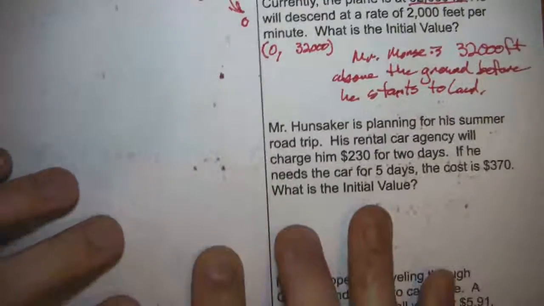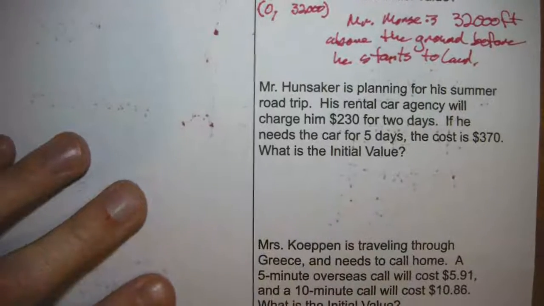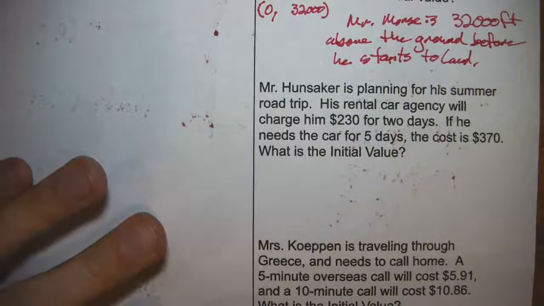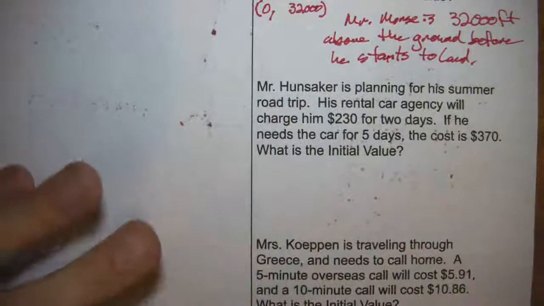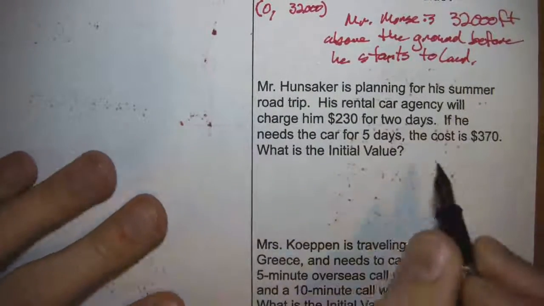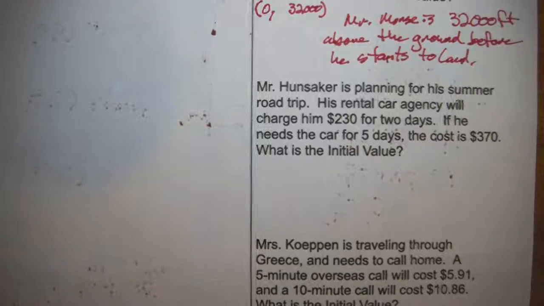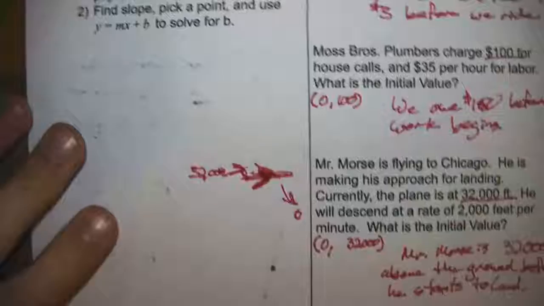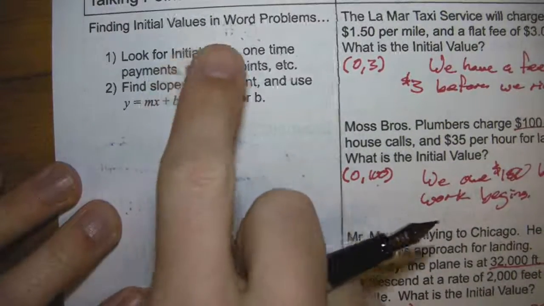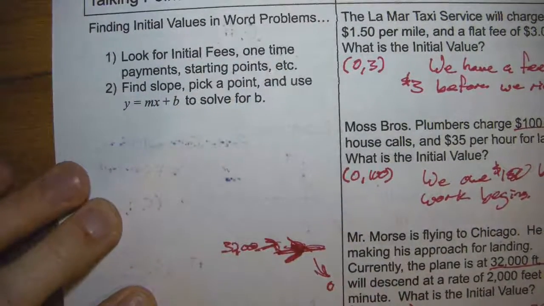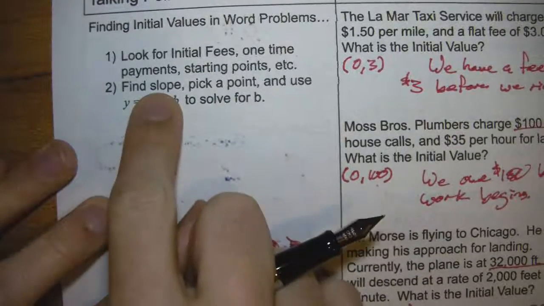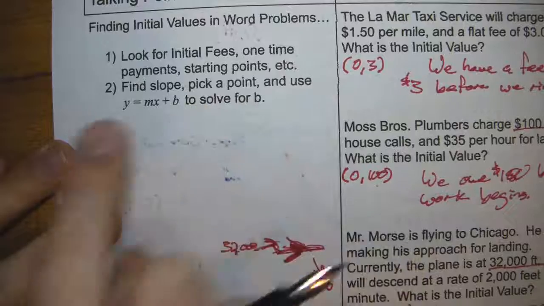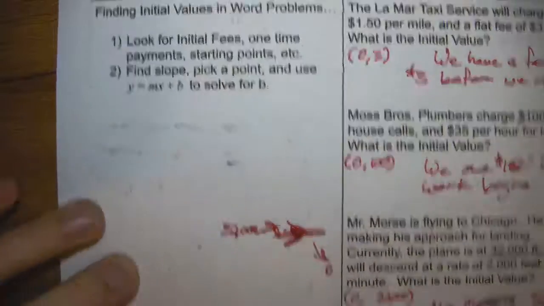So let's try another one. It says Mr. Hunsaker is planning for his summer road trip. His rental car agency will charge him $230 for 2 days. If he needs the car for 5 days, the cost is $370. What is the initial value? Notice, this is one of those cases where we don't have an initial fee or one-time payment or starting point that was told to us up front. Instead, we're going to have to go with the second method. We need to find the slope, pick a point, and then use y equals mx plus b to solve for that. So let's do it.